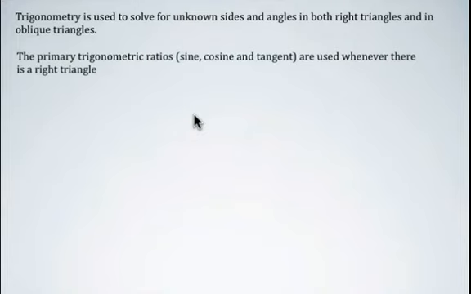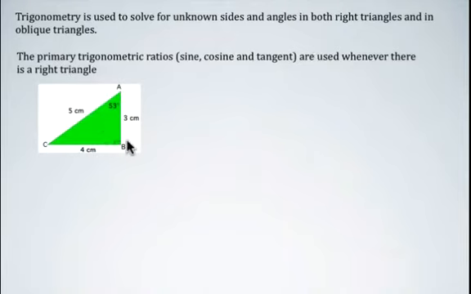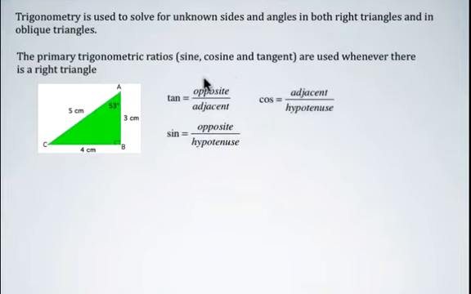And first off, we use primary trigonometric ratios, sine, cosine, and tangent, whenever there is a right triangle. So the triangle has to have a 90-degree angle, as in this case. And what you need to know in order to solve any problems involving right triangles using trigonometric ratios is you're going to need an angle measure and a side length, or two side lengths. And then you can use one of these trig ratios, sine, cosine, or tangent, in order to solve for one of your unknown sides or angles.